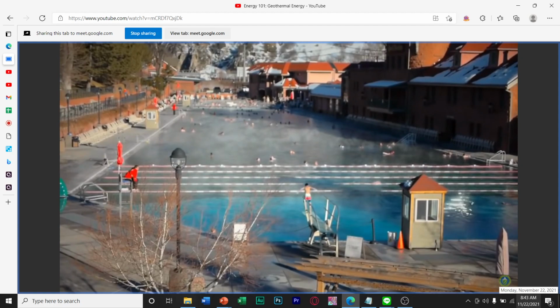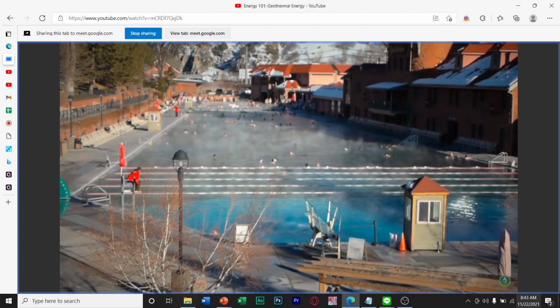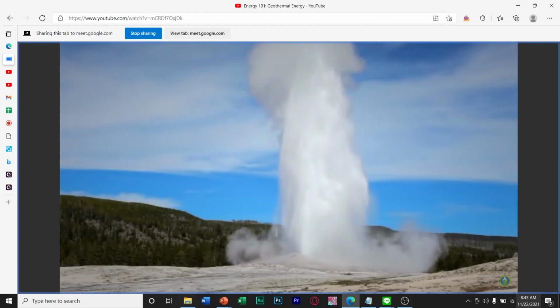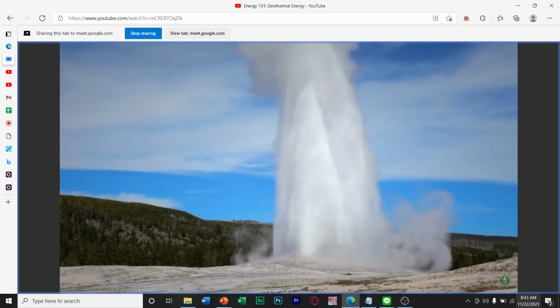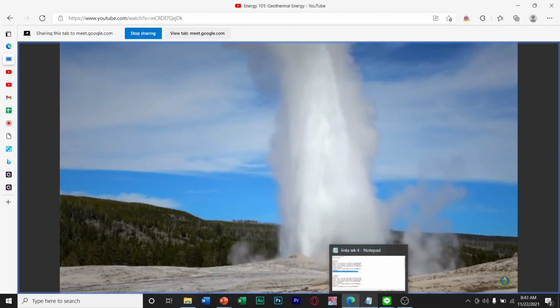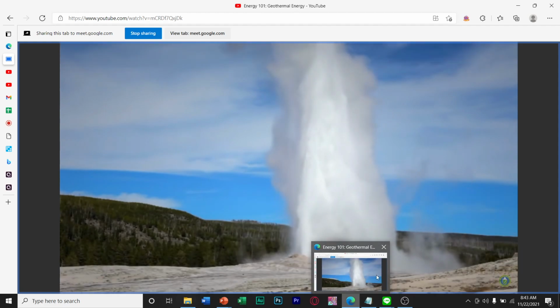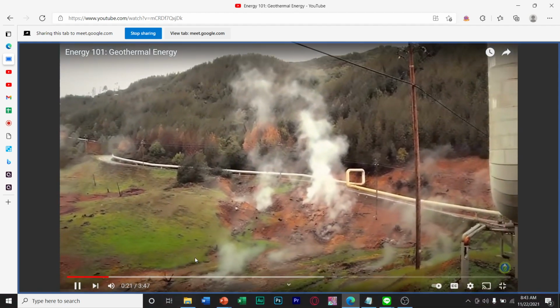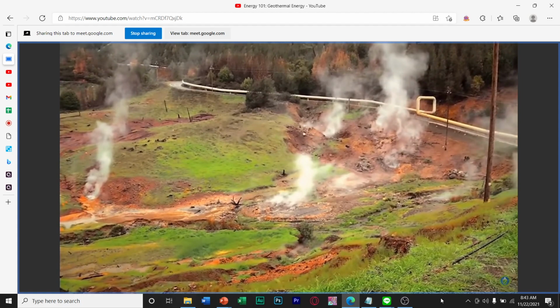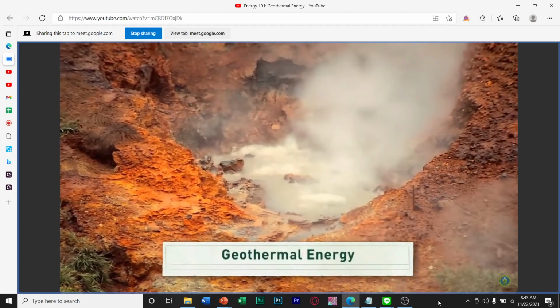You may have relaxed in a natural hot springs pool, or seen the Old Faithful geyser blasting hot water into the air in Yellowstone National Park. But have you ever thought of where all that heat comes from? Well, it comes from deep beneath the surface of the Earth, and it's called geothermal energy.